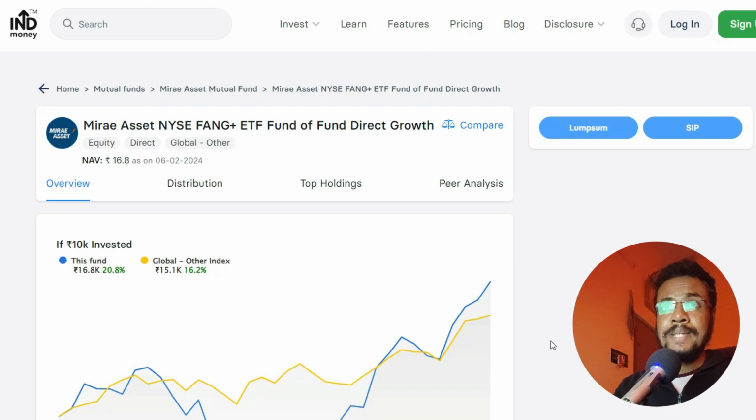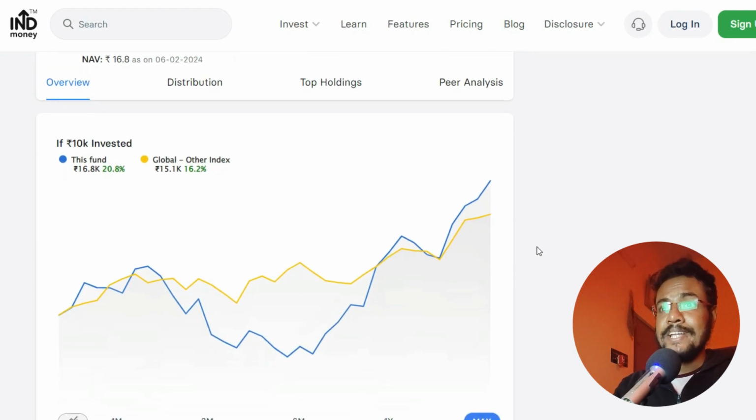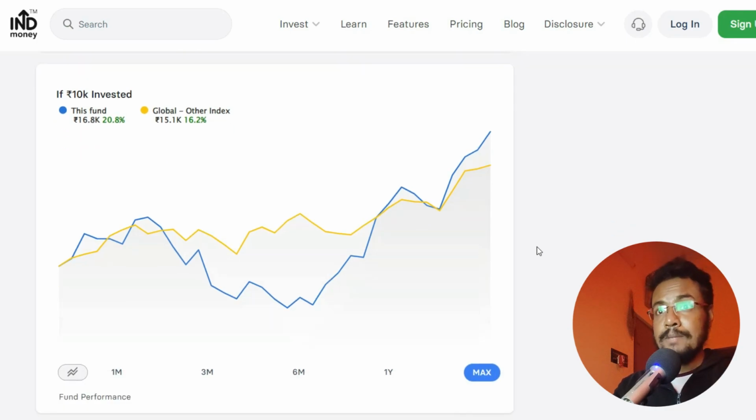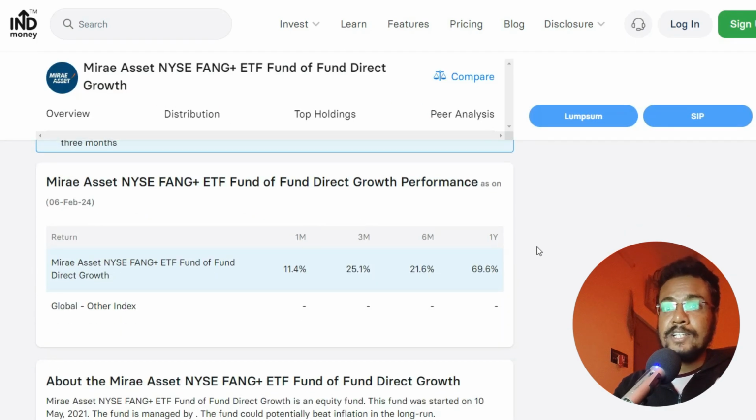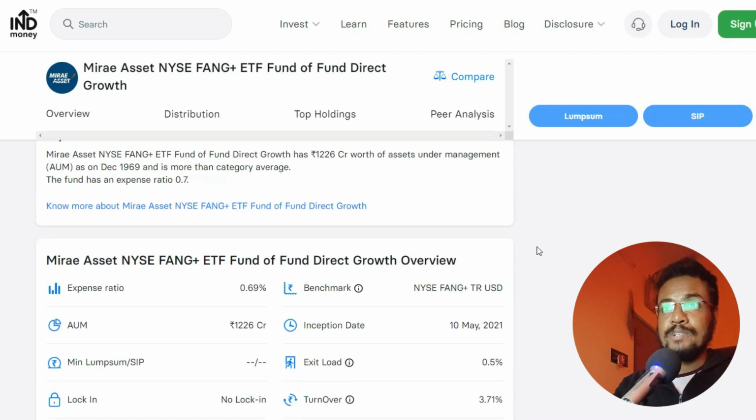At number 3, we have Mirae Asset NYSE FANG+ ETF Fund of Fund. So this fund invests in the NYSE FANG+ ETF. So this FANG+ actually invests in the top tech companies of the US, and it has a few more companies compared to the FANG index. And this fund invests directly in those 7-8 companies. Okay, so this is a really narrow fund, but it only invests in the top 7-8 tech companies. So if you want to invest in the top companies, you can go ahead and invest with this fund.